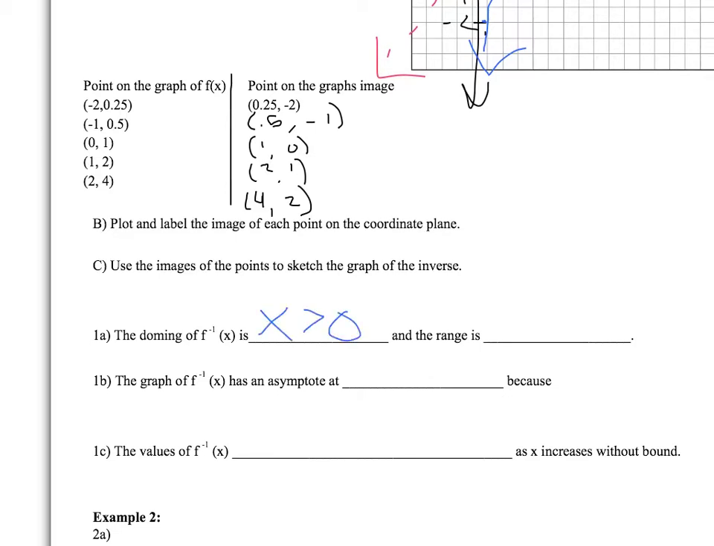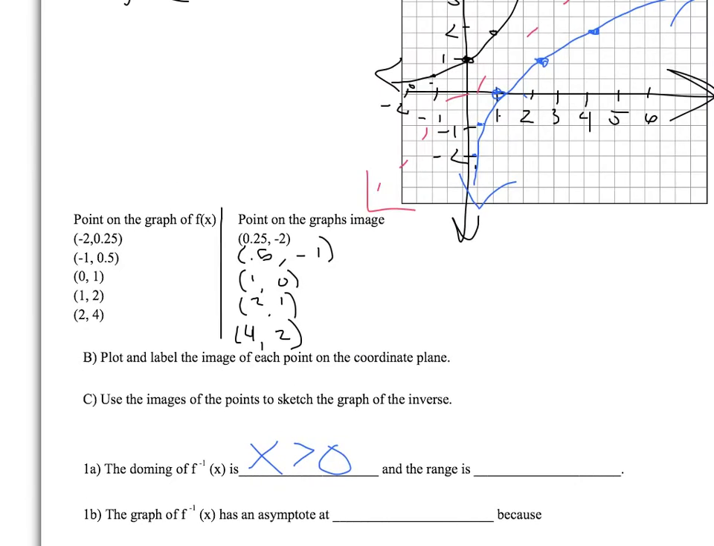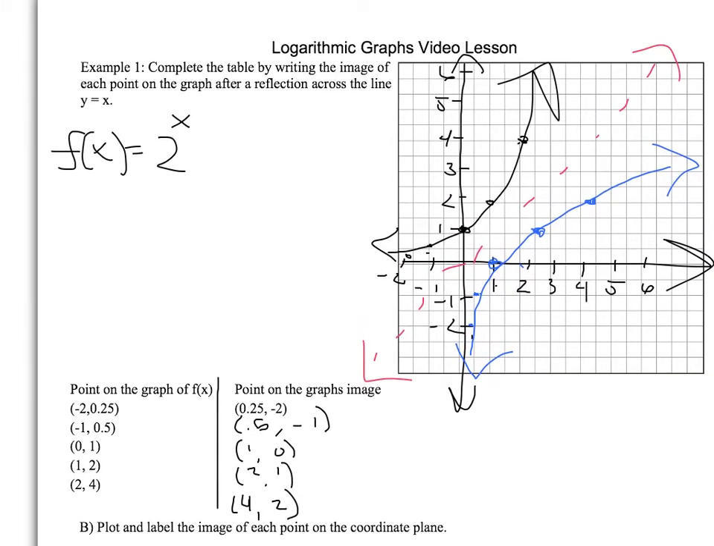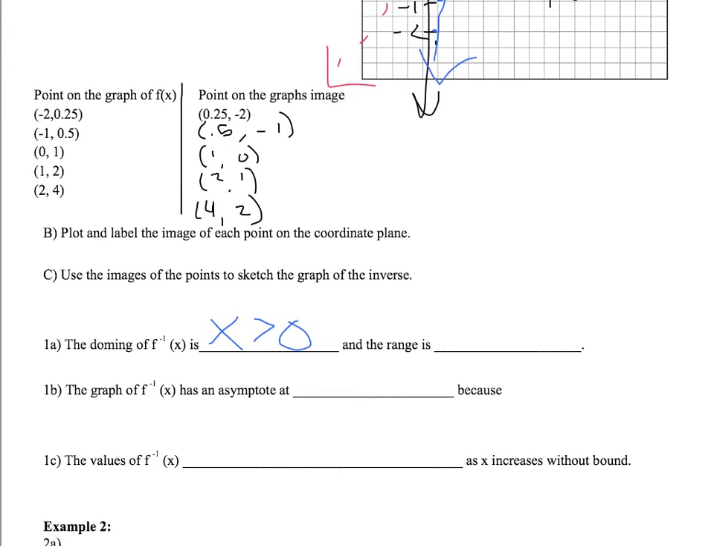The range, well, range is up and down. If I look at this graph, this thing is going down forever. It will also slowly go up forever. So my range is all real numbers for the inverse. Question 1b says, does the graph have any asymptotes?